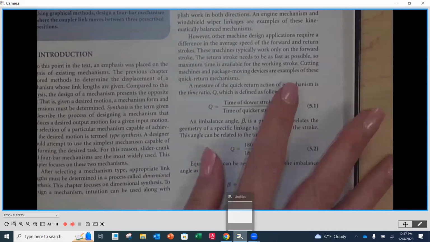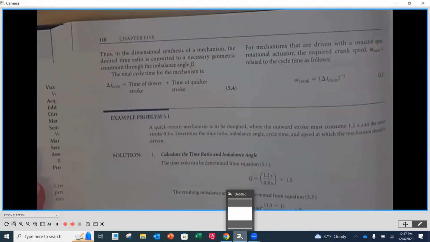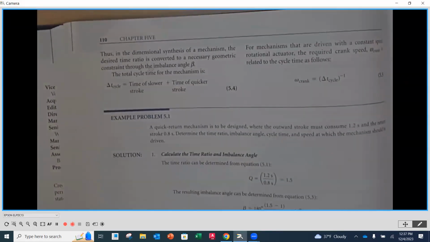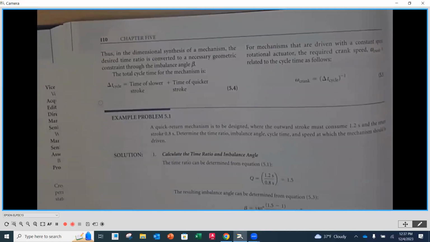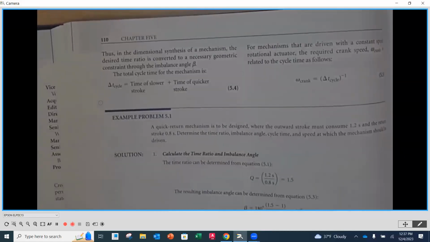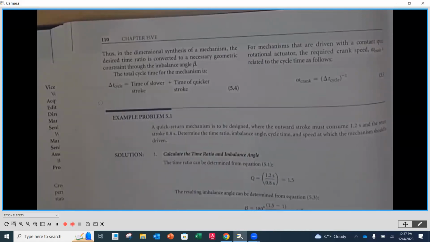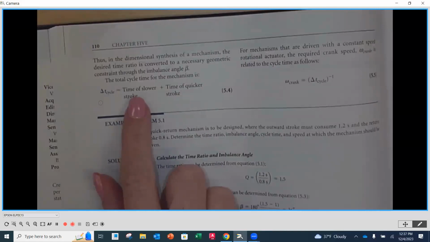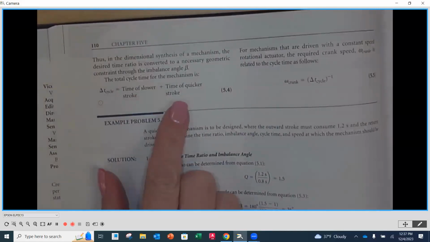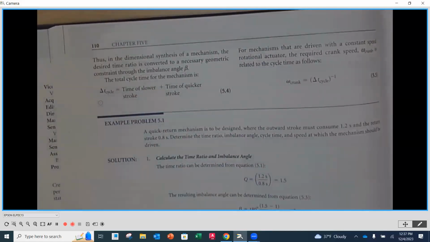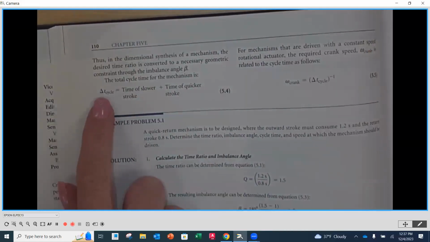Go back to now, I think we have to turn our page at the top of the next page. Then a couple others. We've got change in time, and this is going to be the amount of time that we're going to perform a cycle, for instance, and it's going to be the time of the slower stroke plus the time of the quicker stroke. So that's going to be the entire time that we need to do that motion. All right. So the time of the cycle.